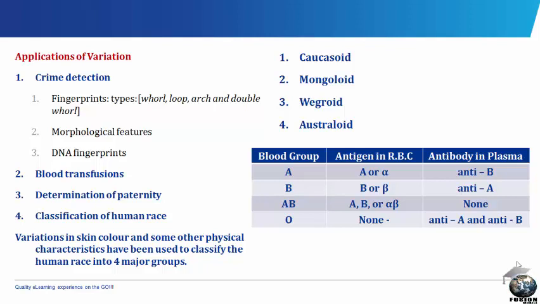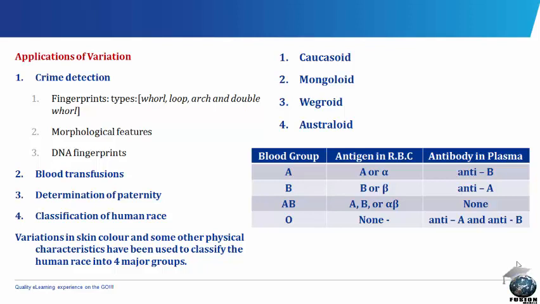Classification of human race. Variations in skin color and some other physical characters have been used to classify the human race into 4 major groups. A. The Caucasoid. B. The Mongoloid. C. The Negroid. D. The Australoid.